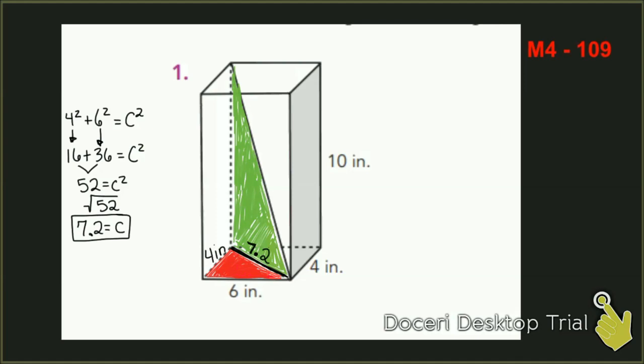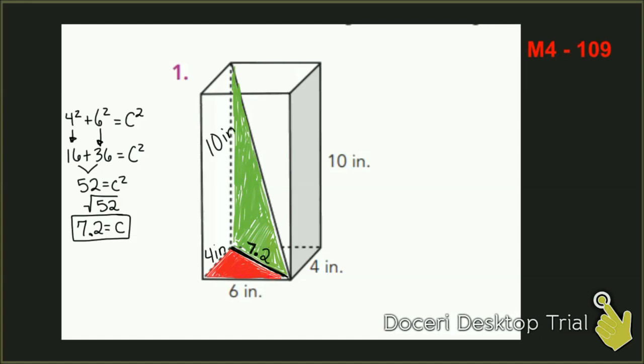Okay, so now let's break down what we have. If we look at our green triangle, remember, our goal is to get this diagonal here. We now know what the base, or the first leg, of that green triangle is. And we actually already know this leg as well, the height. We know our rectangular prism is 10 inches. So we're going to take this 10 inches and rewrite it over here next to our green triangle. I'm going to write 10 inches. And we know the height is 10 inches.